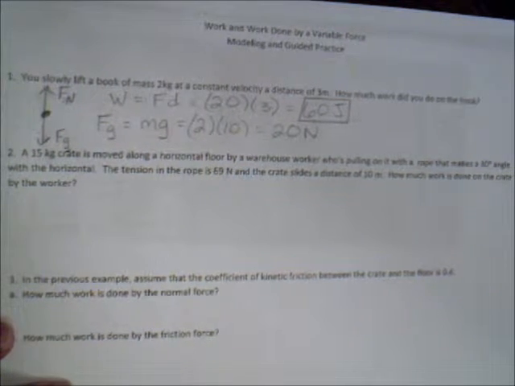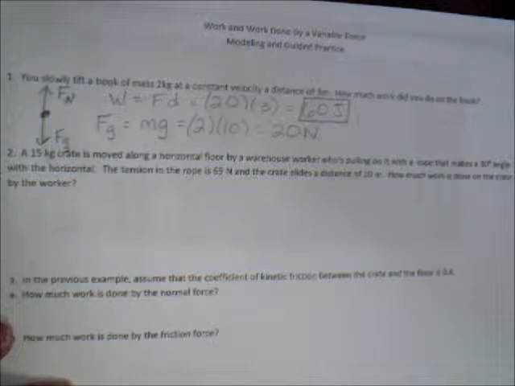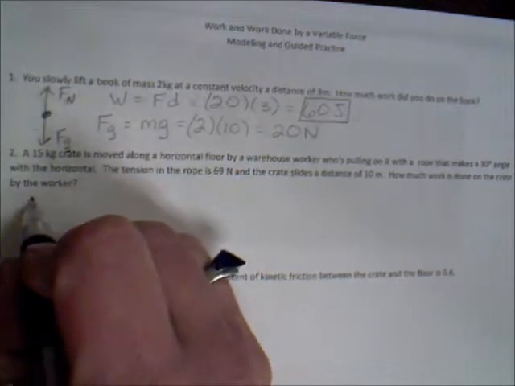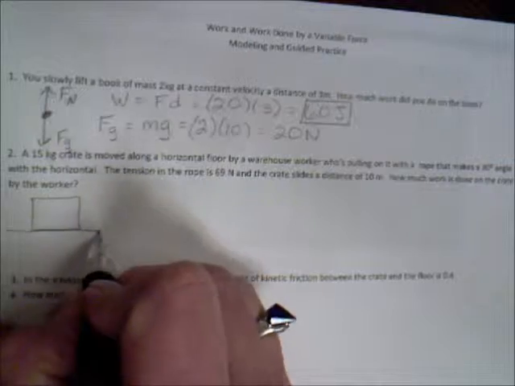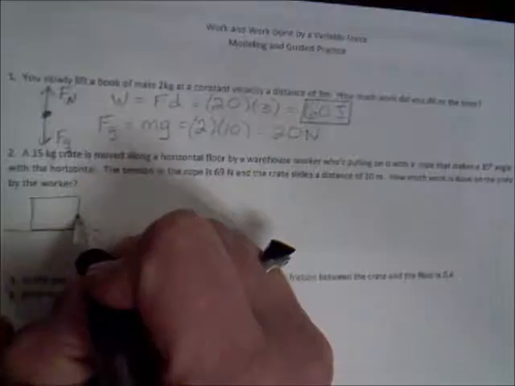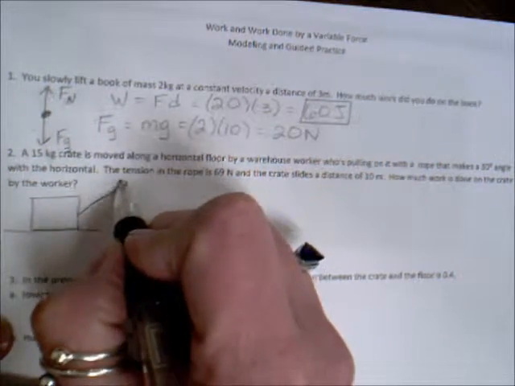Number 2. A 15 kilogram crate is moved along a horizontal floor by a warehouse worker who's pulling on it with a rope that makes a 30-degree angle with the horizontal. The tension in the rope is 69 newtons and the crate slides a distance of 10 meters. How much work is done on the crate by the worker? So we're going to draw a picture. It doesn't ask for a free body, so I'm just going to draw a picture.